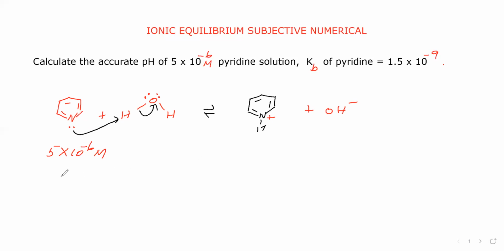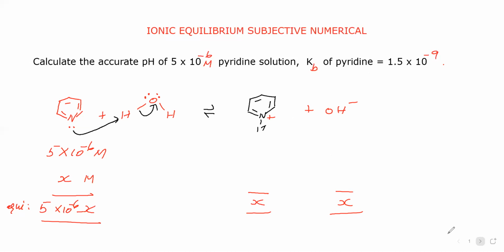So let us consider pyridine reacts X molar. How much pyridine is remaining at equilibrium? At equilibrium, 5 × 10^-6 minus X molar is remaining. Pyridinium ion is produced X molar, OH minus is produced X molar. On finding X, we can find the concentration of H plus, and from that we can go for pH. Now how to find the pH, that we will see. First we will find the concentration of OH minus.